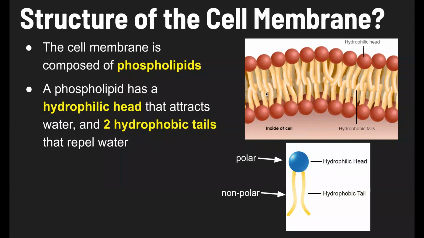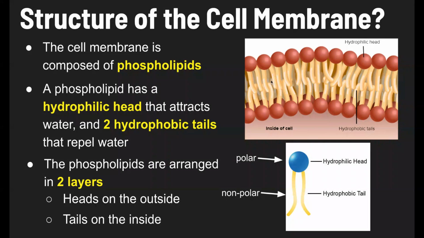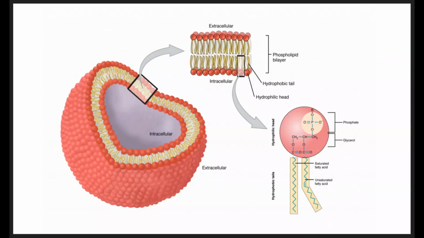When you put a whole lot of these together, you can form a cell membrane. The phospholipids in the cell membrane are arranged in two layers. The heads, the hydrophilic heads, are on the outside, and the tails are on the inside. And you can see that in this image on the top here. So when you put all of these phospholipids together, it will look like this. They can form a sphere. So this would be like a cell.